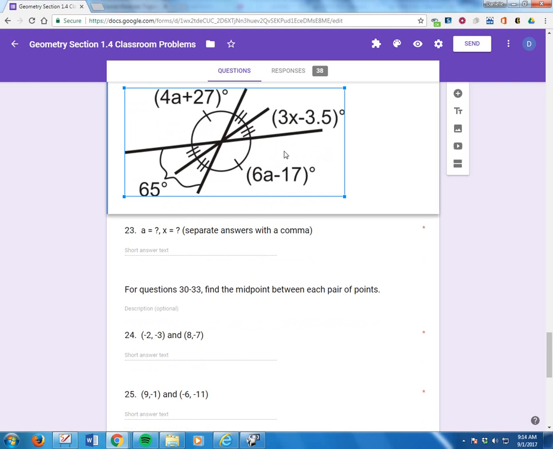This represents this angle. So 2 of that is equal to the whole of 65. 1 is equal to half of 65. Make sense?